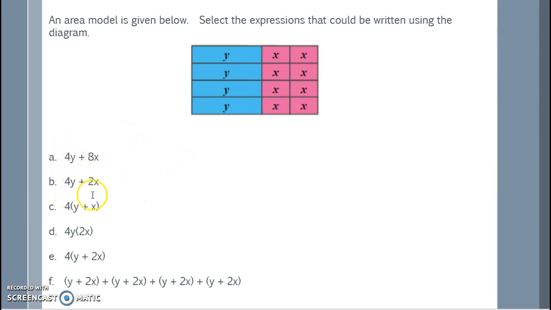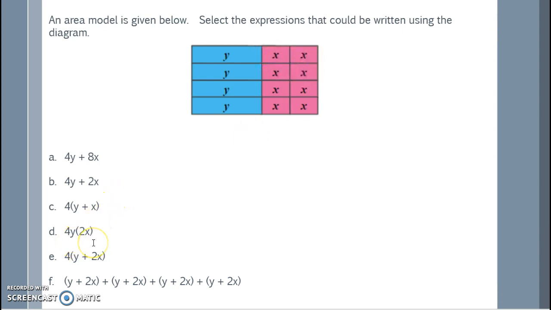Here's 4Y, but then it has plus 2X, so it's not counting these 6, so B is not correct. 4 times Y plus X. Well, we do have 1, 2, 3, 4 groups here, but each group is Y plus 2X, not just Y plus X, so C is not okay.